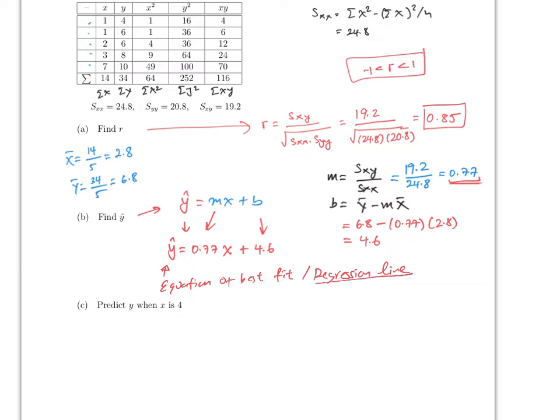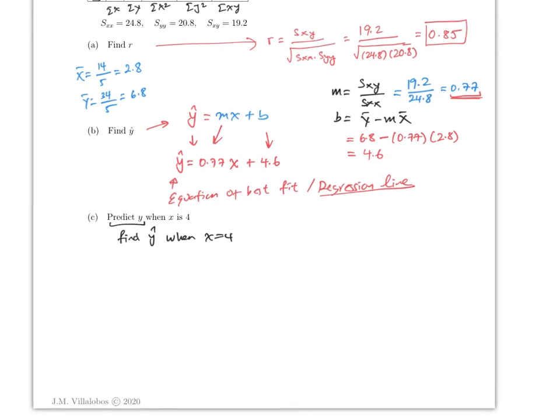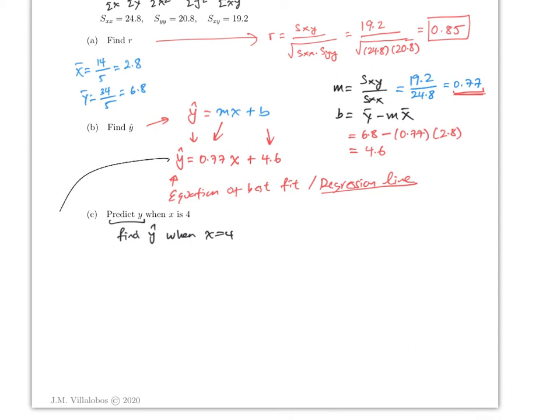Now, part C is straightforward, actually has nothing to do with the stats. Part C says predict Y. So predict Y is a fancy way to say find y hat when x equals 4. So essentially all you have to do is use this equation and just plug in 4 for x.